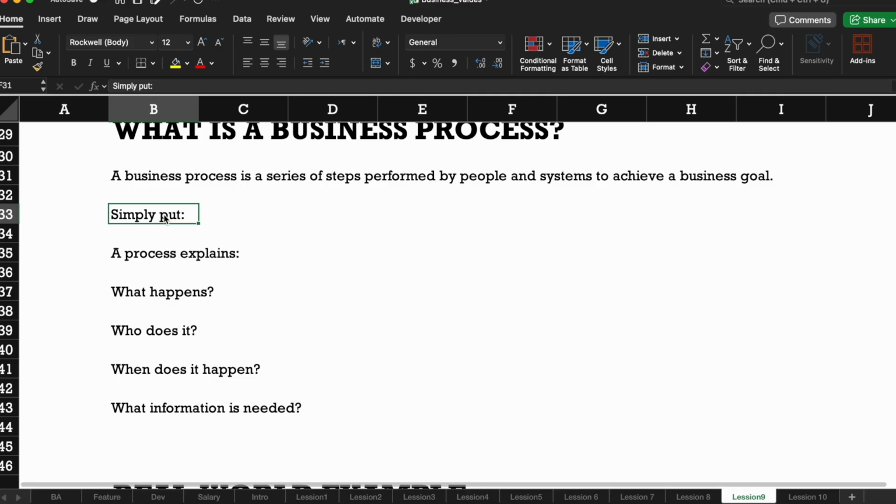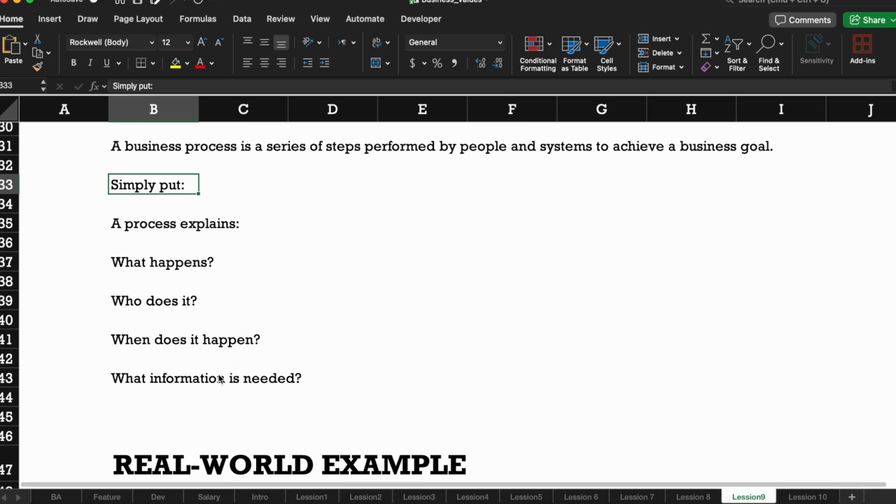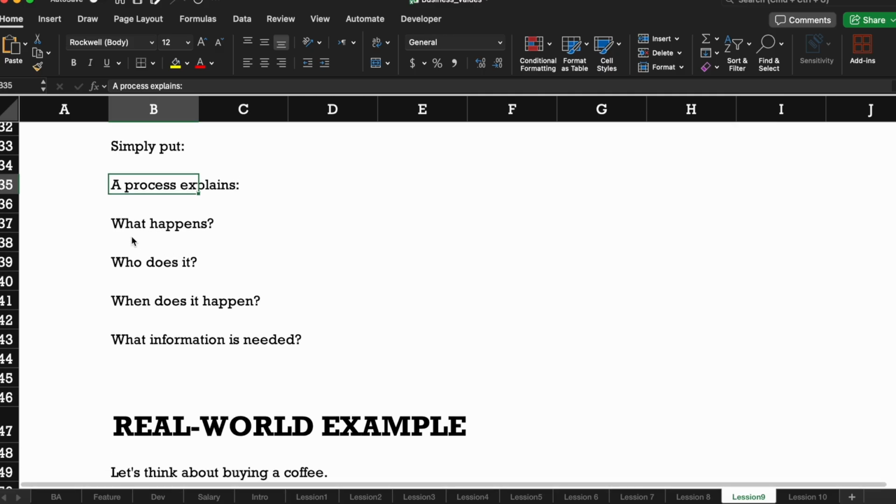Simply put, a process explains what happens, who does it, when it happens, and what information is needed. If you want to think like a business analyst, capture requirements, and work like a business analyst, this is what business analysts need to find out from the existing business process. Always keep these questions in your mind, so that you can get answers and capture your requirements.